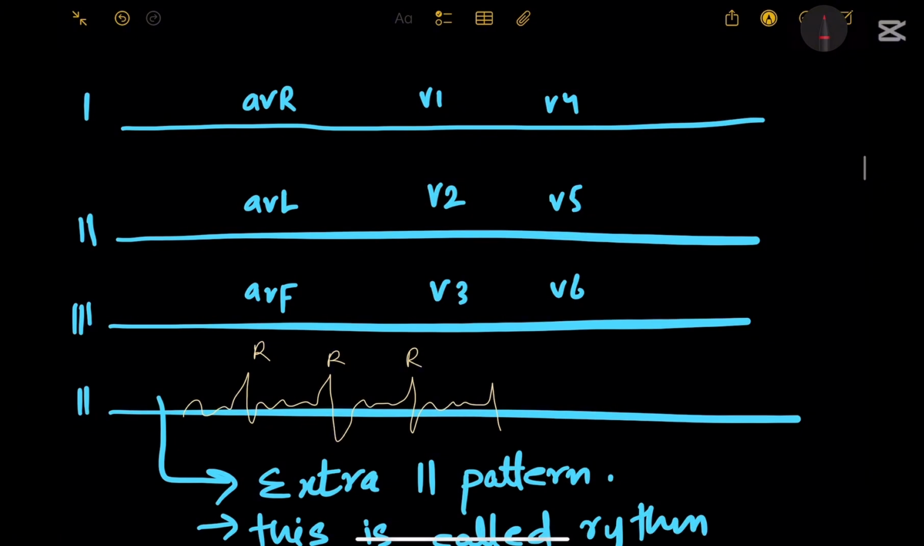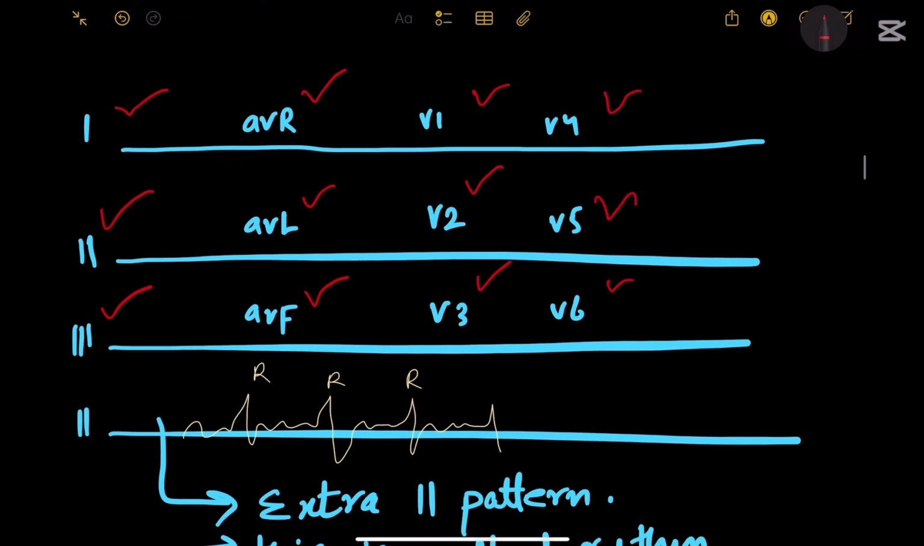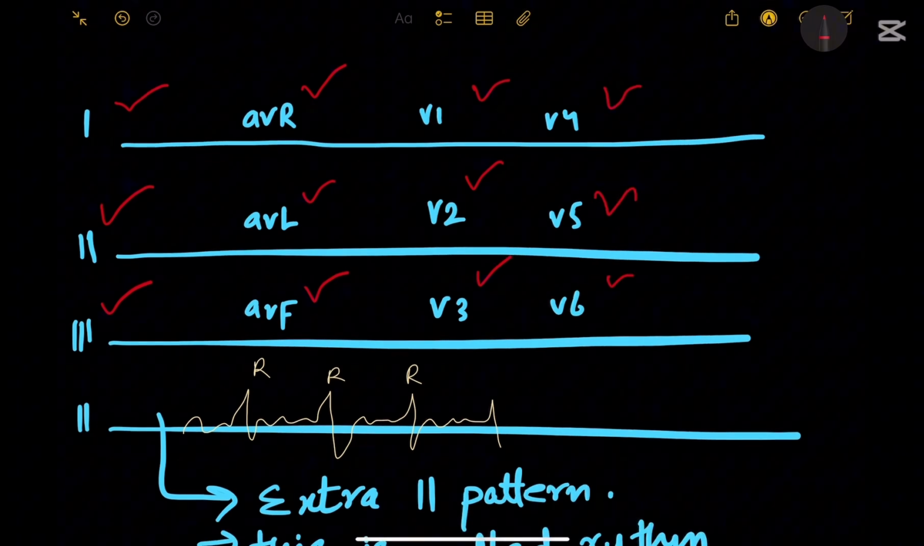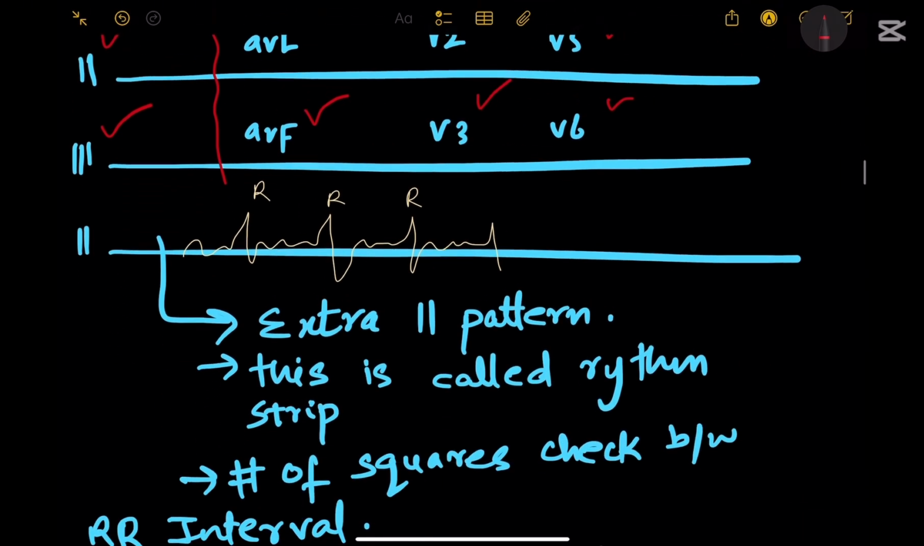These are the limb leads: 1, 2 and 3, and AVR, AVL and AVF. And these are the chest leads: V1, V2, V3, V4, V5 and V6. So these leads 1, 2, 3 and AVR, AVL, AVF calculate the heart rate in a vertical manner. And these chest leads V1, V2, V3, V4 calculate the heart rate in a transverse manner. Okay, so the ECG is checked on these leads.